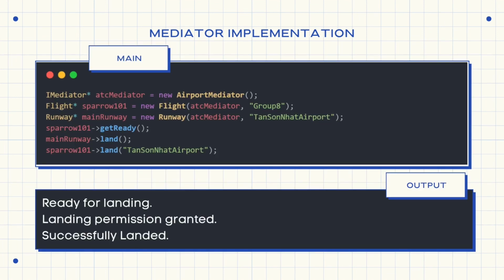On the client side, a mediator is created, which is used to attach to the components later. And we also create a new flight with ID group 8 and attach the created mediator to it. So we do the same with the new runway. And when a flight with ID group A wants to land, it will get ready and the mediator will check whether the runway is available at the moment or not and notify the flight to land.